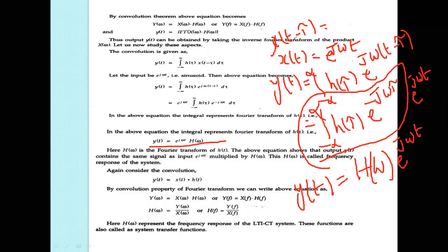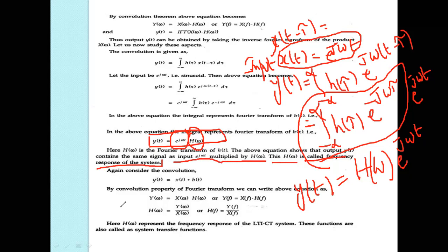What we assumed here is x of t equal to e power j omega t, which is the input. What is the output we got? Y of t is equal to e power j omega t, but multiplied with H of omega. Here H of omega is the Fourier transform of h of t. The above equation shows that the output y of t contains the same signal as the input e power j omega t multiplied by H of omega. This H of omega is called the frequency response of the system. It is also called the transfer function of the system.